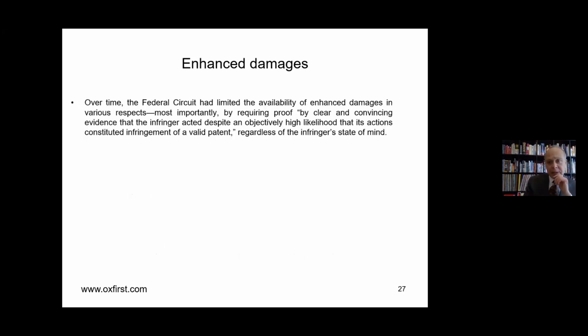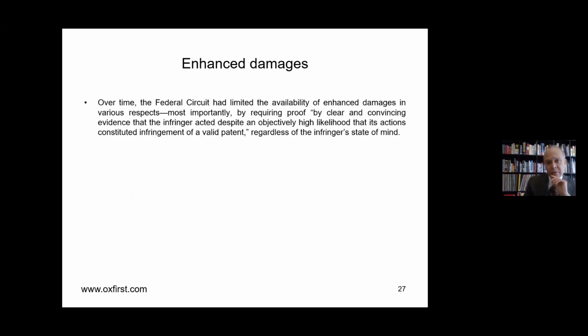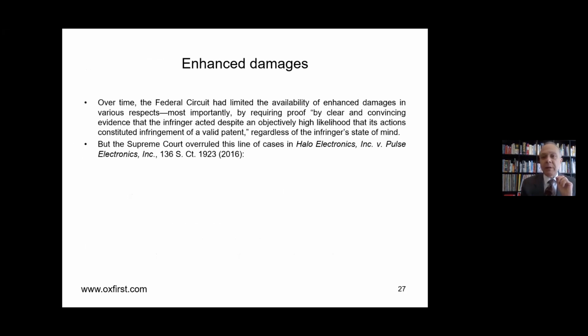So anyway, over time, the Federal Circuit had decided several cases effectively limiting the availability of enhanced damages in various respects. Most importantly, by requiring proof by clear and convincing evidence that the infringer acted despite an objectively high likelihood that its actions constituted infringement of a valid patent, regardless of the infringer's state of mind. So only if you got past this objective showing would you then consider the infringer's state of mind, whether the infringer subjectively knew or should have known that what it was doing was wrong.